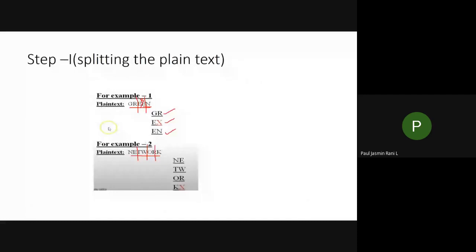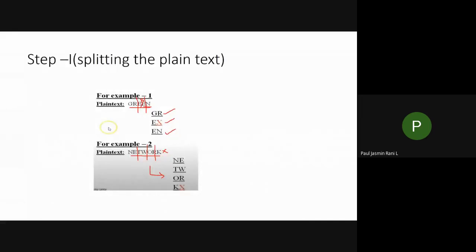But at last you have only one alphabet. If you have only one alphabet, then in order to have a pair you have to add X over here. So for this plain text, after splitting, you get NE TW OR and KX. This is the result for your plain text. This is the first step you have to follow for splitting your plain text. In your question, when plain text is given, first you have to split it like this.